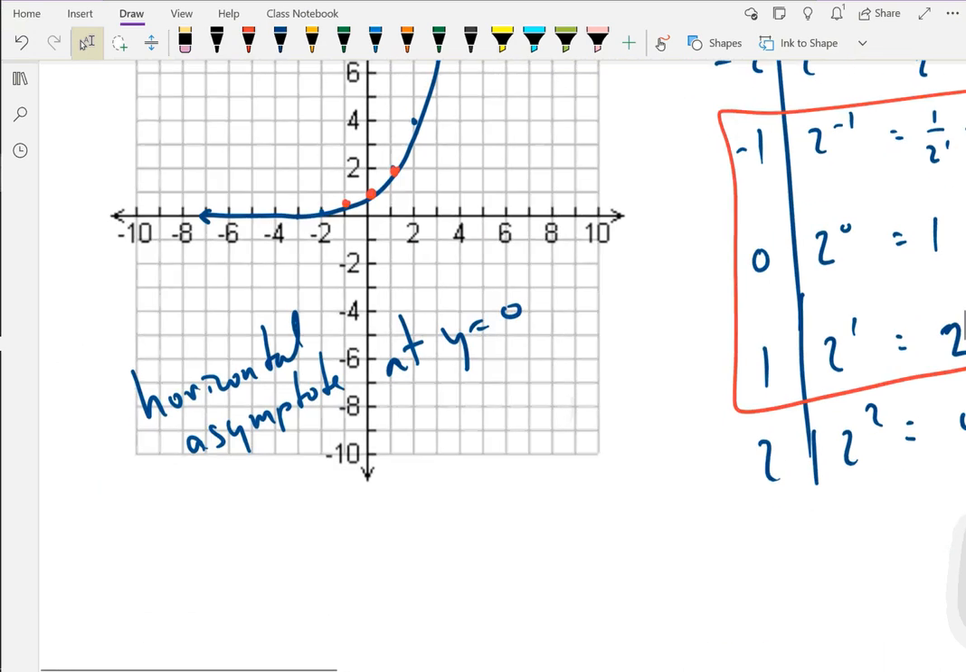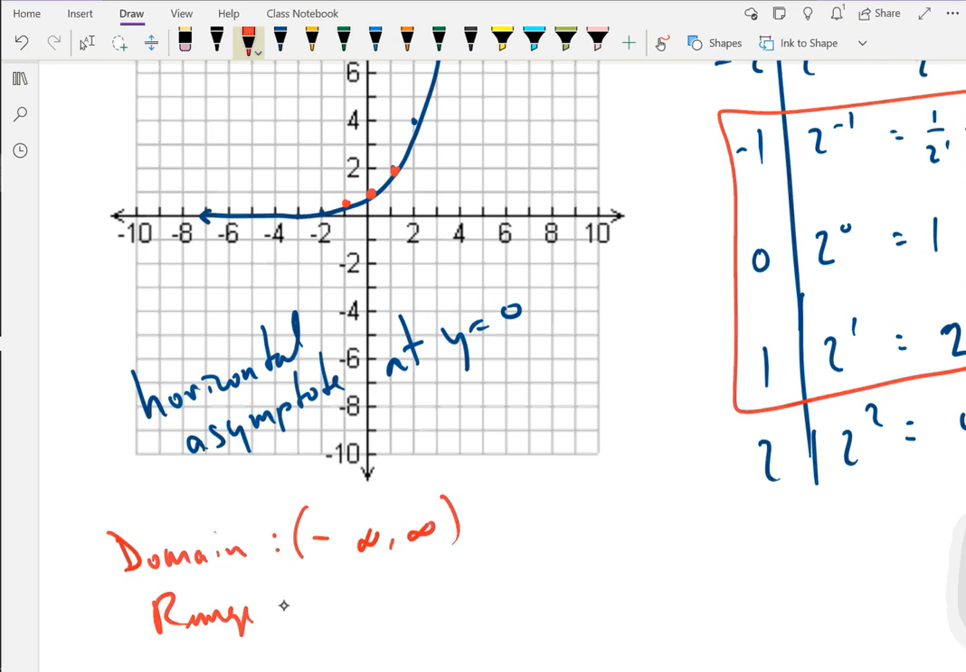Let's talk about our domain and range here. Our domain, we can choose any values for x. If we take a look on the x-axis, any value we want. So we go from negative infinity to infinity. In our range, since we have an asymptote, we're going to go from 0 up to infinity. And we're not going to include 0 because we never actually got to 0. We're going to get very, very close, but not quite there.